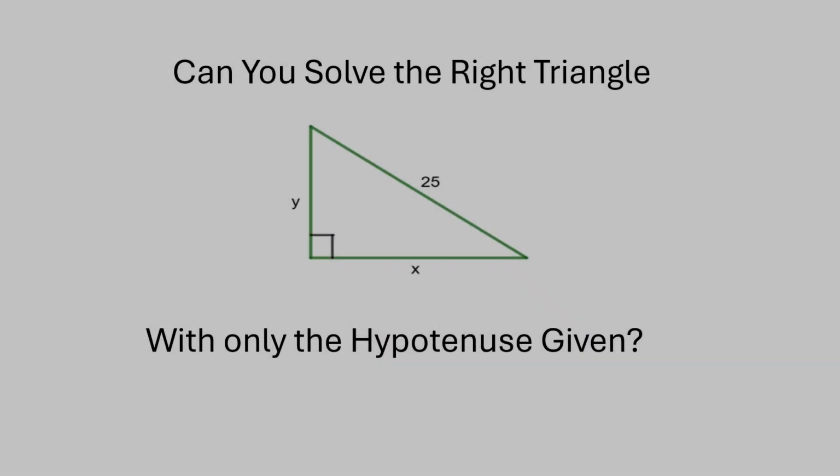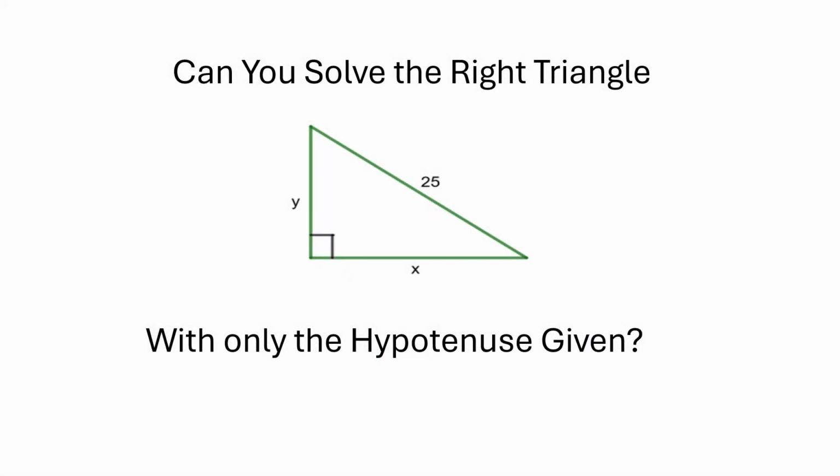What happens if we only know the hypotenuse of a right triangle? Does that lock the triangle into one shape, or can there be many possibilities? In this lesson, we'll explore how the Pythagorean theorem guides us and why a single hypotenuse length, like 25 units, opens the door to multiple solutions. Let's dive in and uncover the hidden variety behind a simple number.